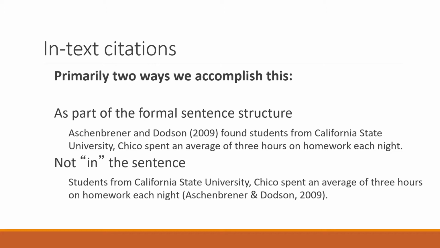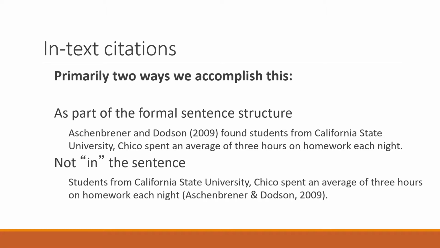And with this APA style, we're offered some ways of having in-text citations. These are where we attach this source, this reference to what we're claiming, what we're trying to back up within the body of the text. And we can do this in 2 ways. We can do this as part of a formal sentence structure. Aschenbrenner and Dodson, 2009, found students from California State University, Chico, spent an average of 3 hours on homework each night. So that's when we have it as part of the sentence structure.